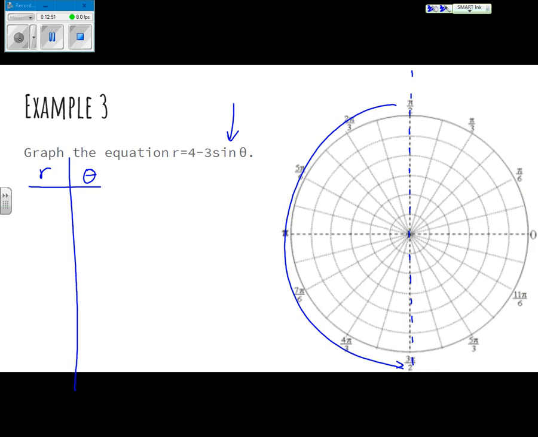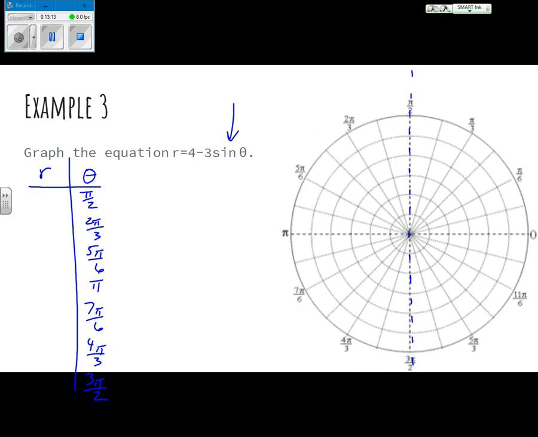So my table, I'm going to start at pi over 2, and I am going to work my way all the way down the left side of this graph. 4 pi over 3 and 3 pi over 2. Okay, I'm going to give you a little bit of play in this one. I want you to go ahead and plug those values in. Now we're dealing with sine this time, but plug in these values right there for theta and get your R values. And go ahead and come over here and plot them, and then we'll reflect them and draw our final product together.